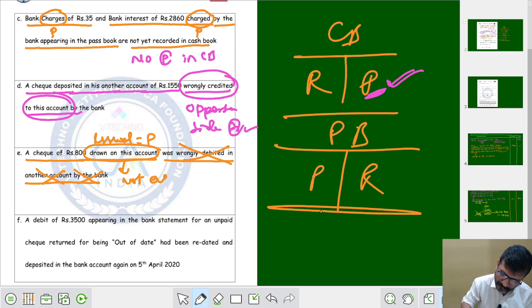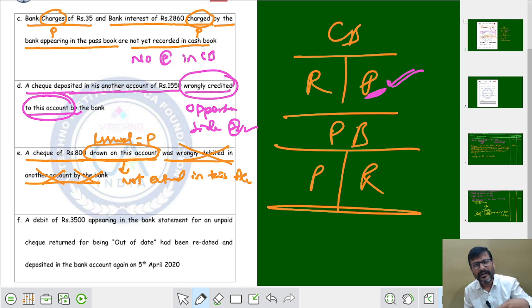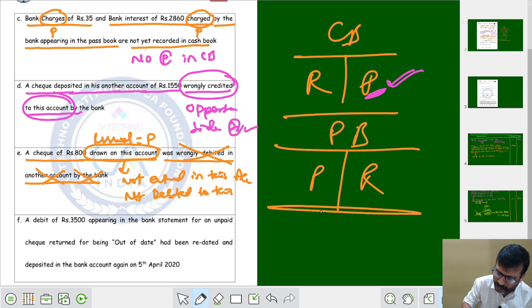Not entered in this account. Are you getting my word? Checks drawn on this account, debited to another account means what? Not entered in this account means not debited to this account. So this account में debit नहीं हुआ.